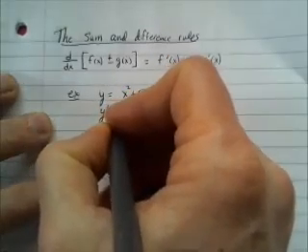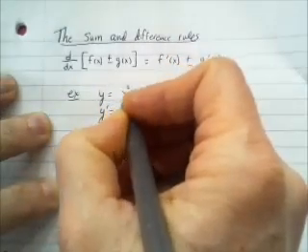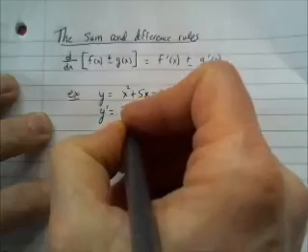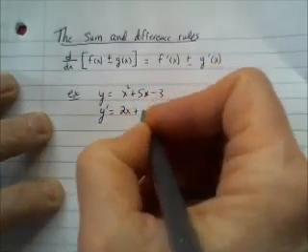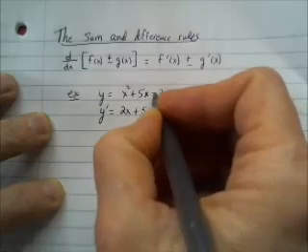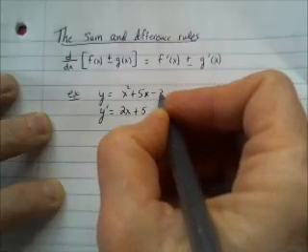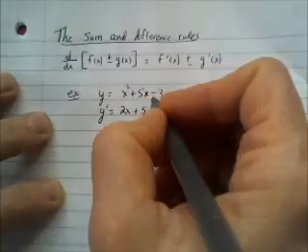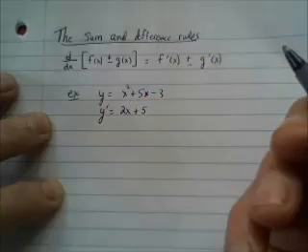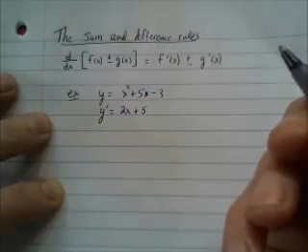So all it is, y prime is the derivative of x squared, which is just 2x, plus the derivative of 5x, which is just 5, minus the derivative of 3, which is just 0. So the derivative of x squared plus 5x minus 3 is just 2x plus 5.